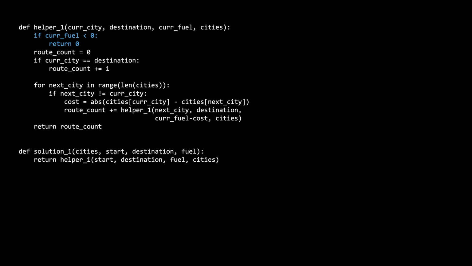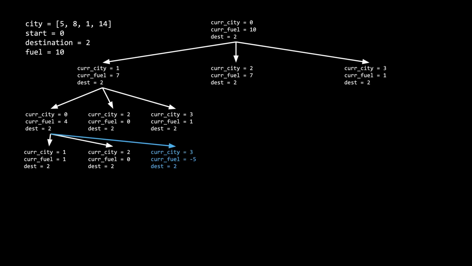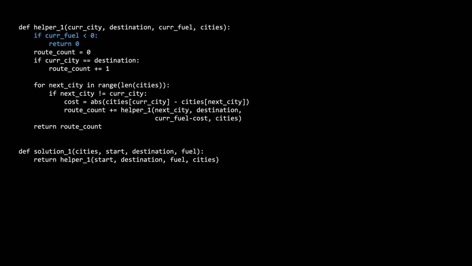In our helper function, we start off with our base case. As we discussed earlier, if the fuel ever drops to a negative value, we just return 0 and don't make any further recursive calls. If the base case is not true, it means we have 0 or more fuel, then we can continue on with our recursive calls. Our first step is to initialize the root count for this recursive call. This ultimately will be the answer we return.